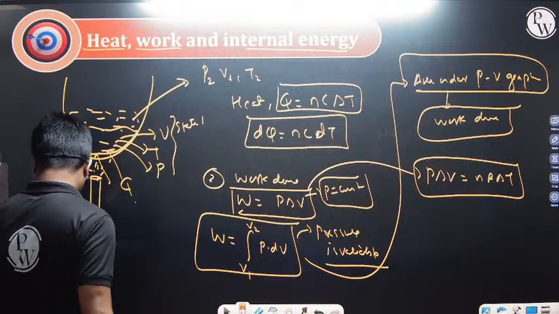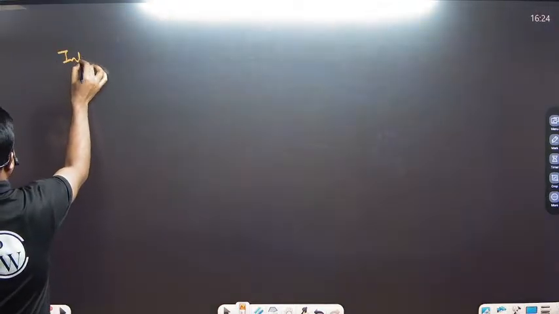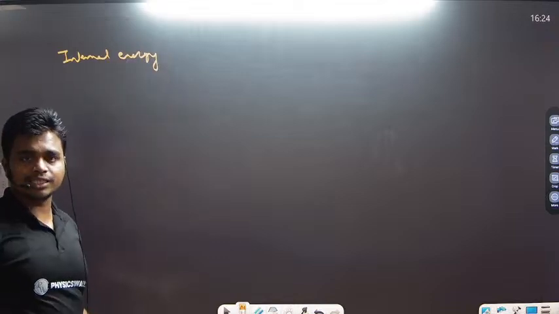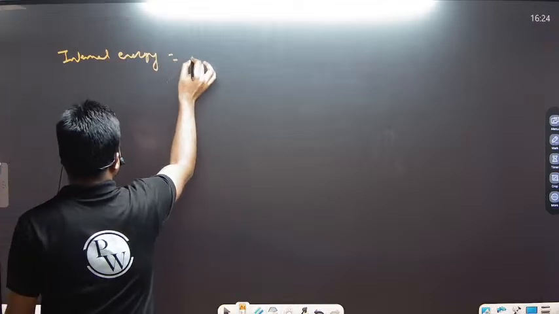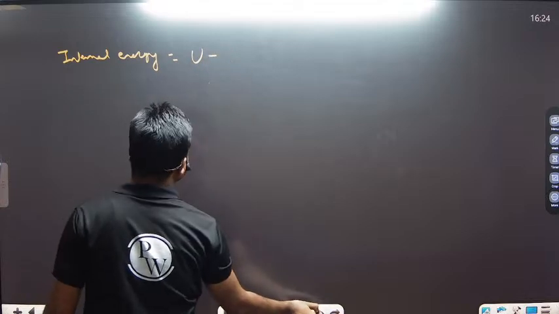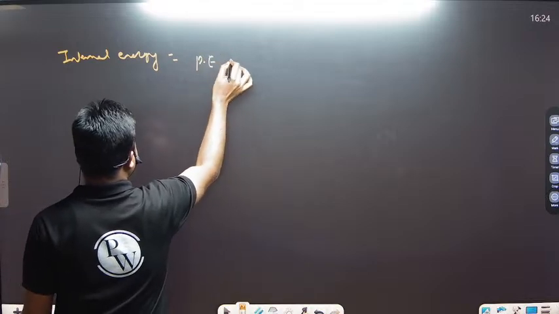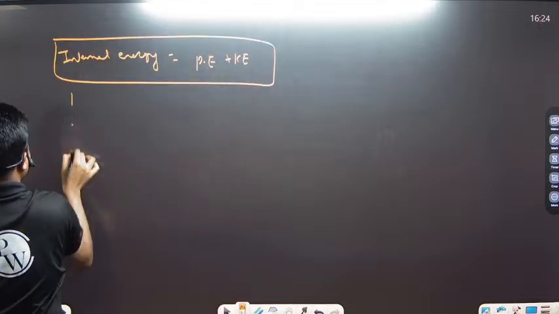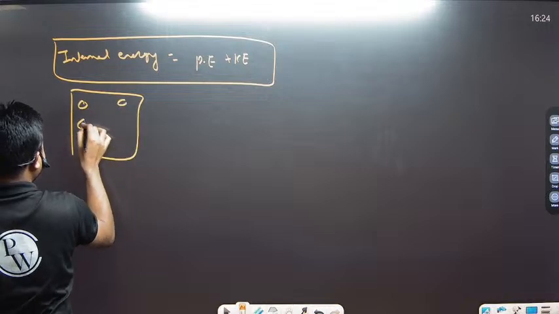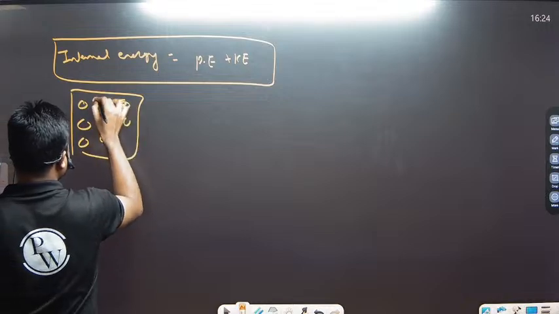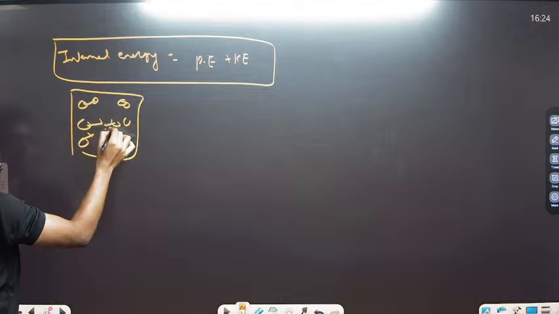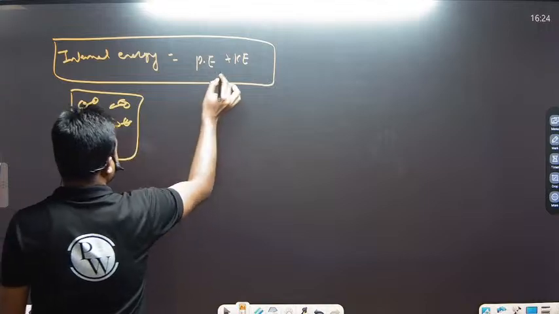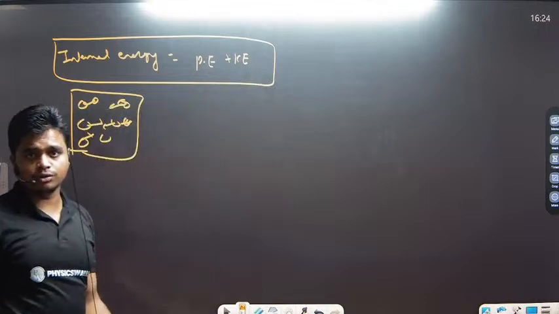Third one is internal energy. What do we mean by internal energy? Internal energy is the sum of the potential energy and kinetic energy of the given gaseous molecules. In a given container, the molecules might have intermolecular forces of attraction. They are attracting each other by intermolecular forces of attraction, and because of that, they have potential energy. And second, kinetic energy because of their molecular motion.